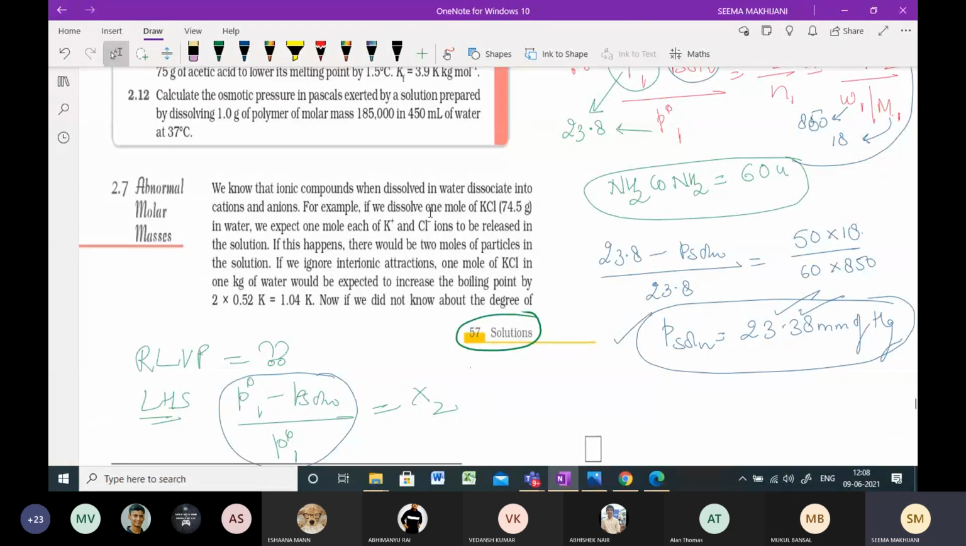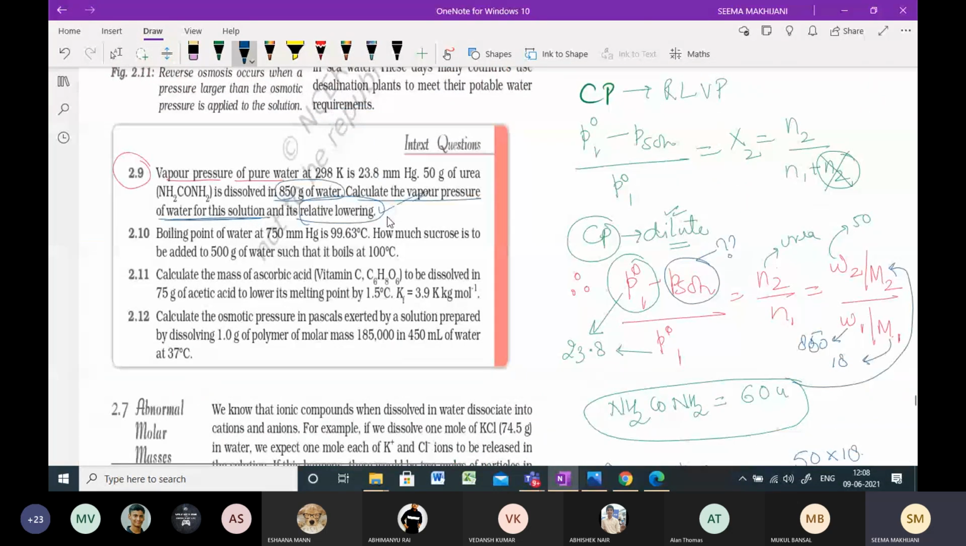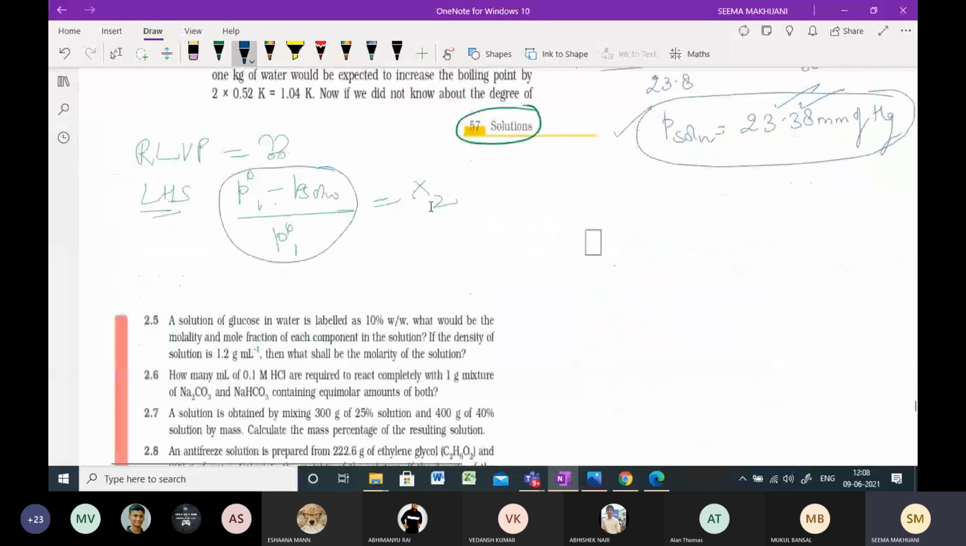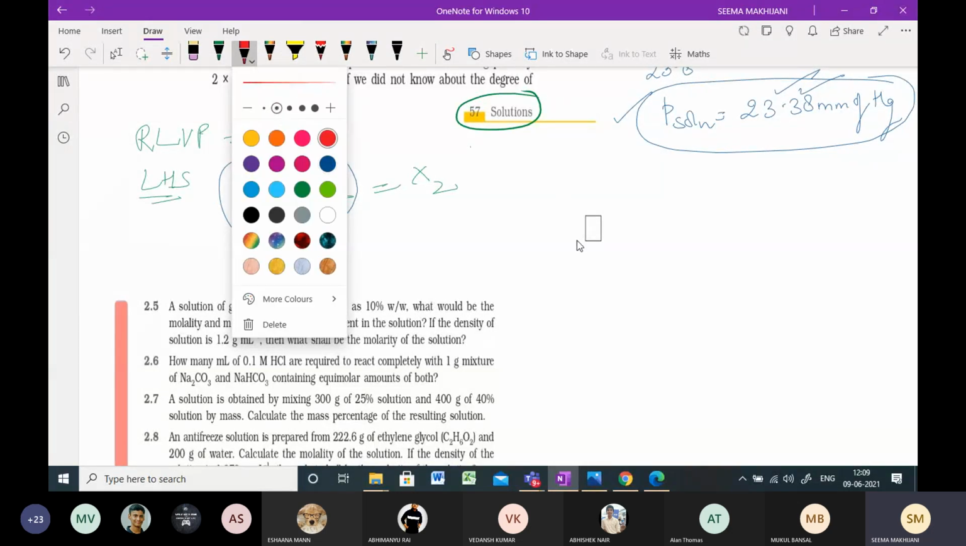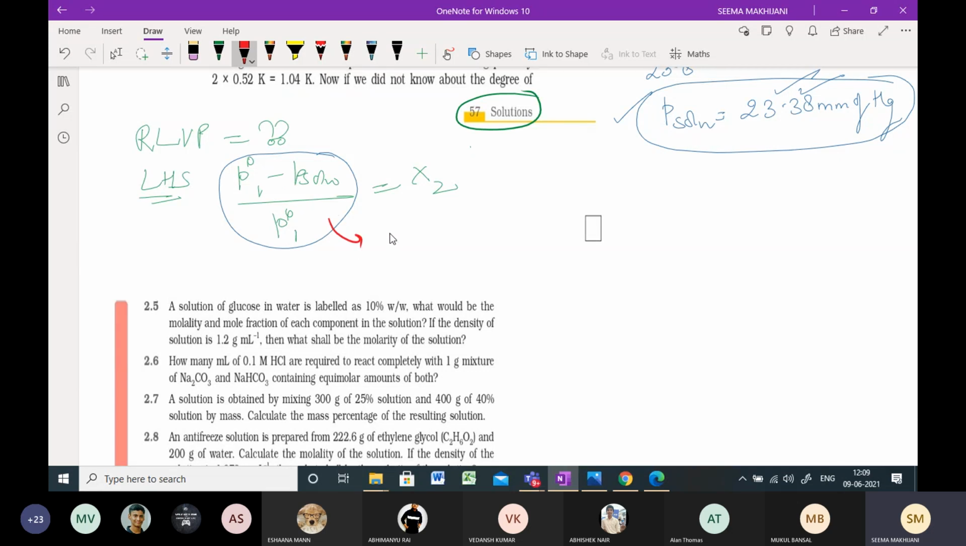The second thing to be asked in the question is the relative lowering of vapor pressure. Now this relative lowering of vapor pressure is your left hand side. Let me substitute the values. I'll just use a bigger, bolder marker for better clarity. Now let's substitute these values. This is to be asked.